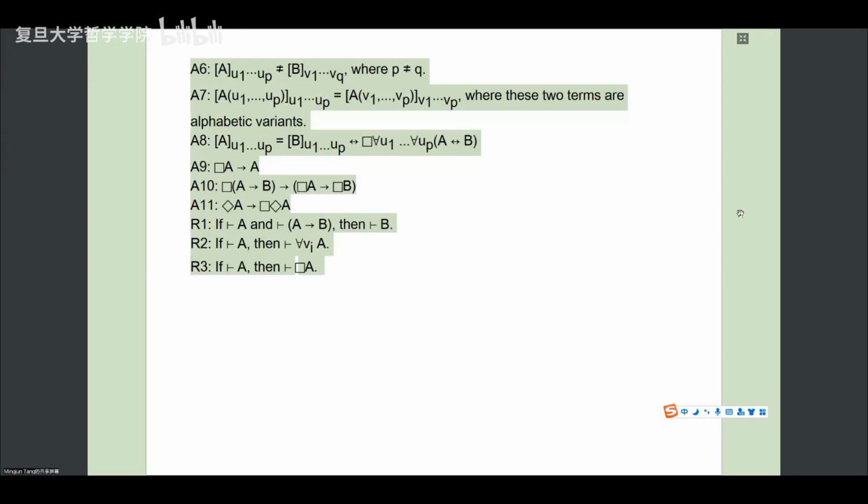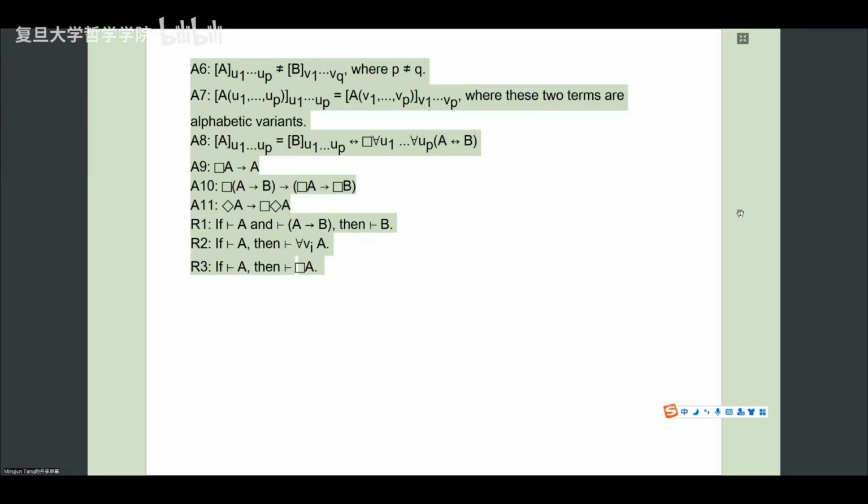Then A8, and this is now a very important axiom because it gives us a criterion for the identification of property terms. A of subscripted variables U1 up to UP is equal to B of subscripted variables U1 up to UP if and only if it is necessary that for all U1 up to for all UP, A is equivalent to B. So in the case of property terms, identity means necessary equivalence, one could say. Okay, identity means necessary equivalence.